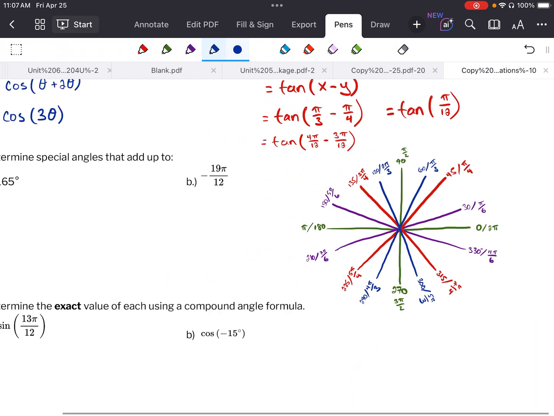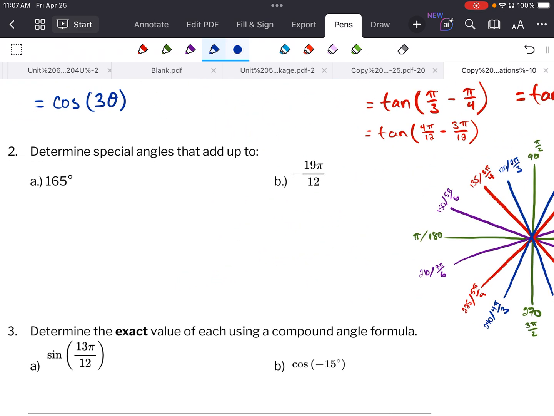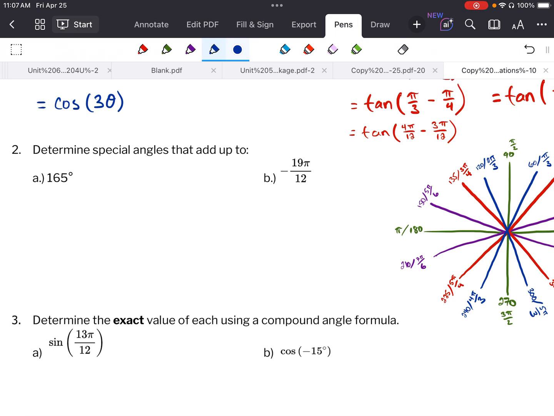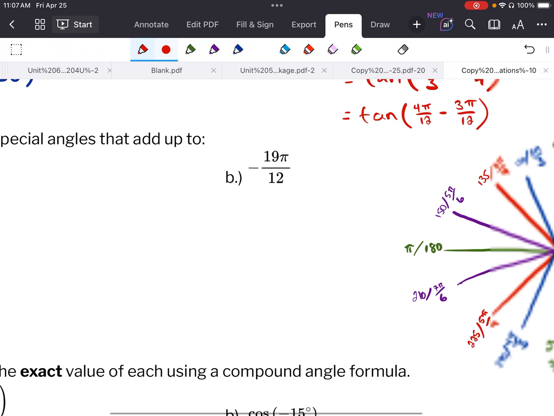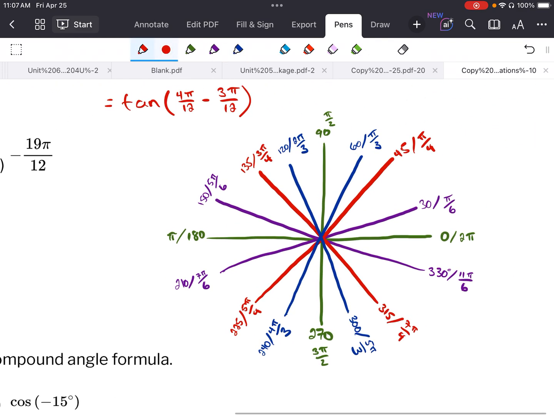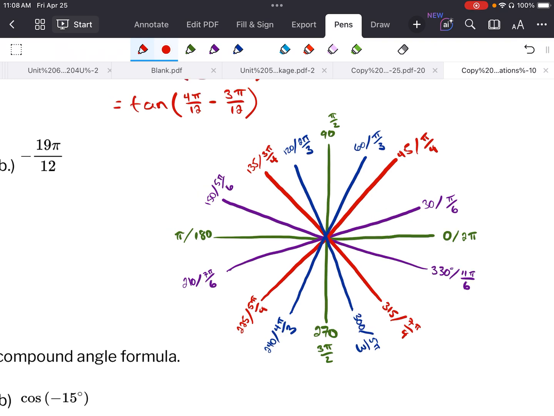Okay, we have our unit circle here, and this is going to help us find two special angles that add up to these things. Okay, so for ones that add up to 165, we have two options here, and we want them to be among the degrees that are listed. The ones that add up to 165 are 135 and 30.